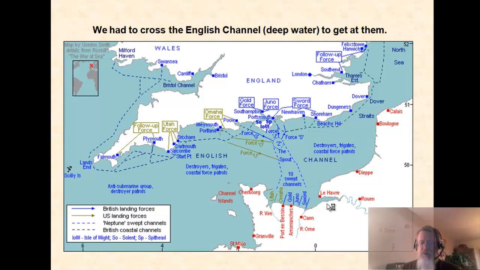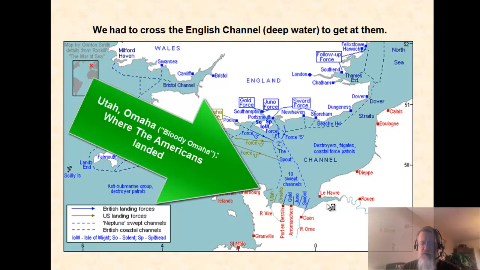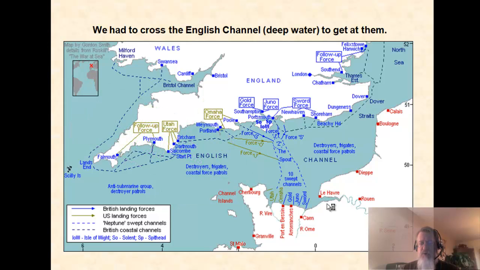Those were the beaches that were going to be attacked by the British and the Canadians. The ones in greenish color, Utah and Omaha, those were the beaches that were going to be attacked by the Americans. And you can look at the map of England and see exactly how far broken up all these forces were. You might think, why do they do that? Well, when you stop and you think how many hundreds of thousands of men it was, you had to split them up like that.